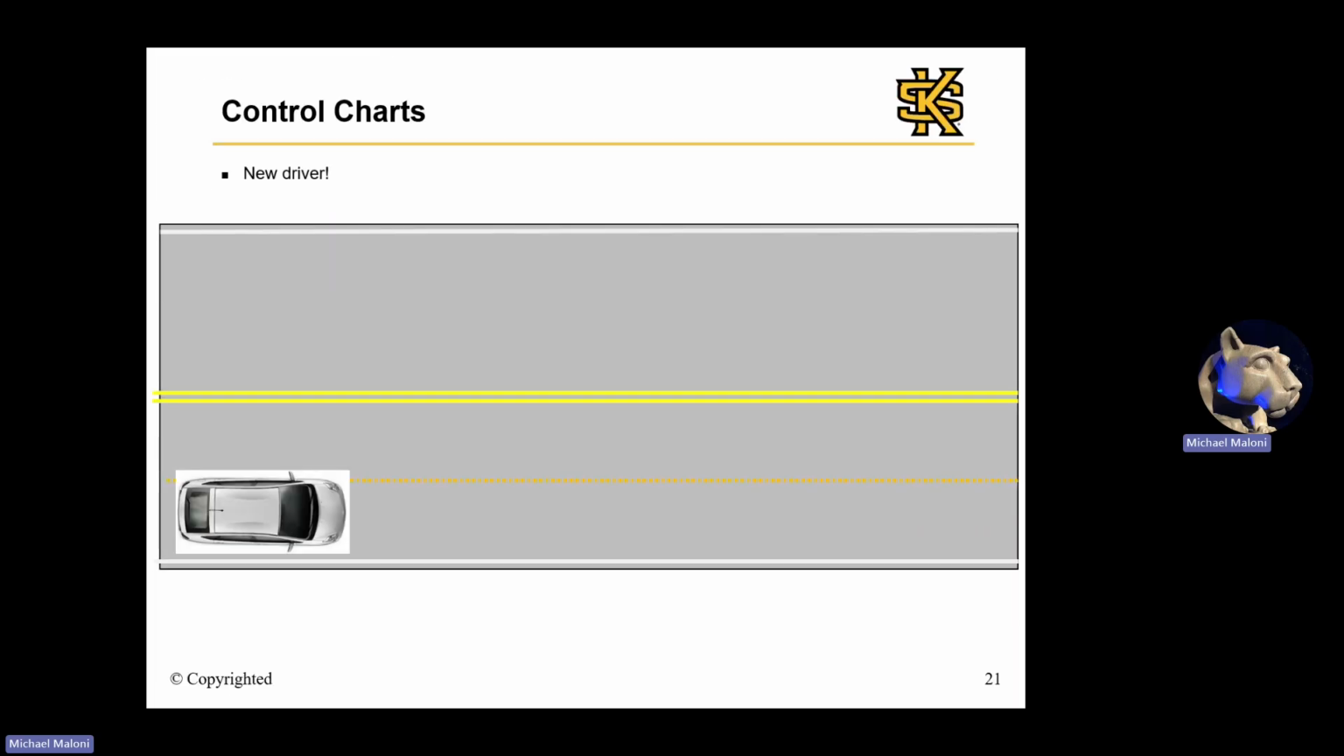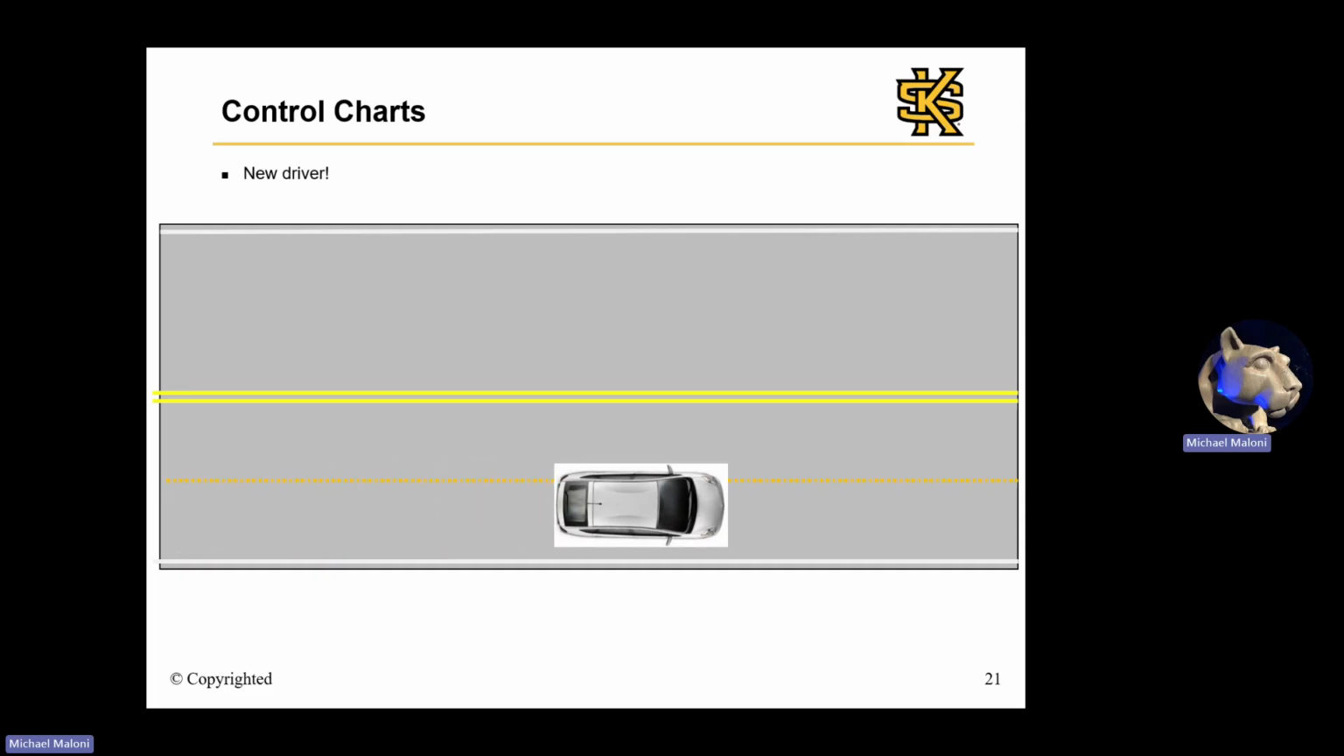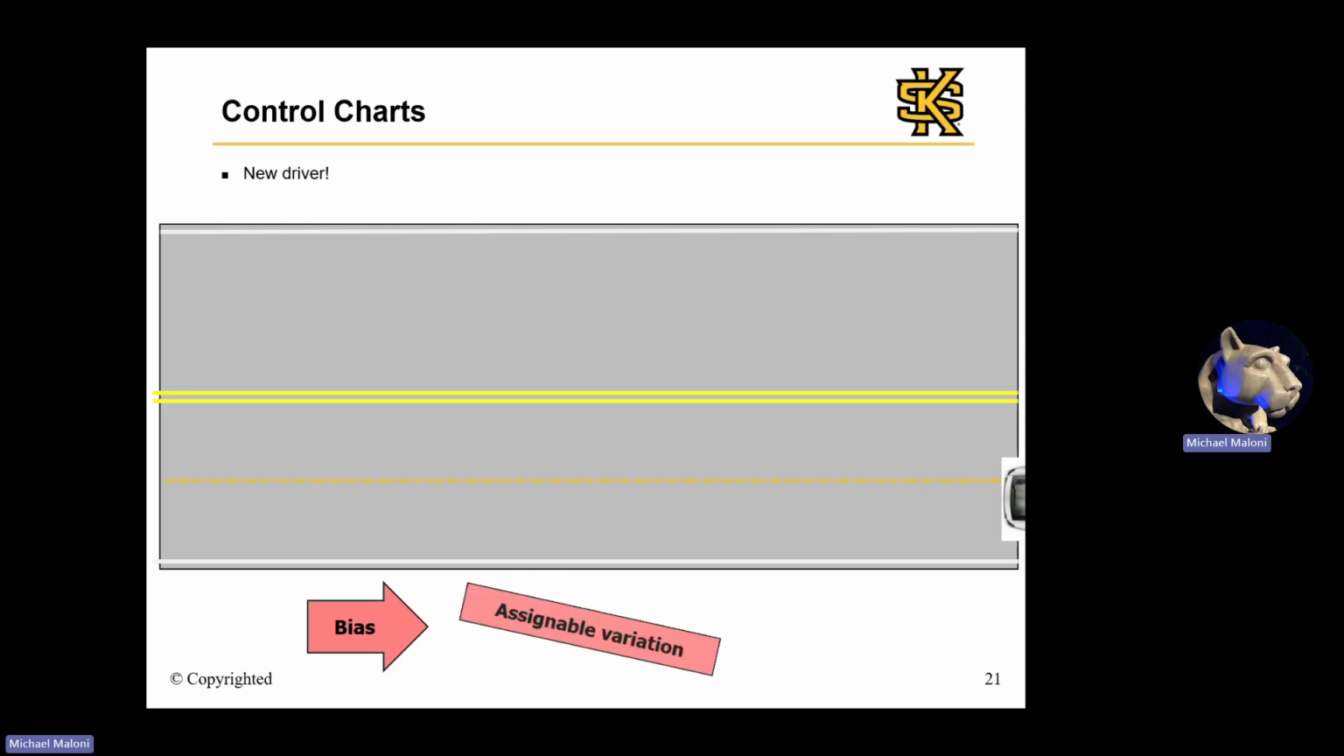Suppose that our driver continually hugs the right side or the left side of the road, though without crossing the yellow or white line. Again, not good. That's not random. It's not stable. We would call this bias. And again, we need to fix this to resolve the underlying assignable variation, that assignable cause.